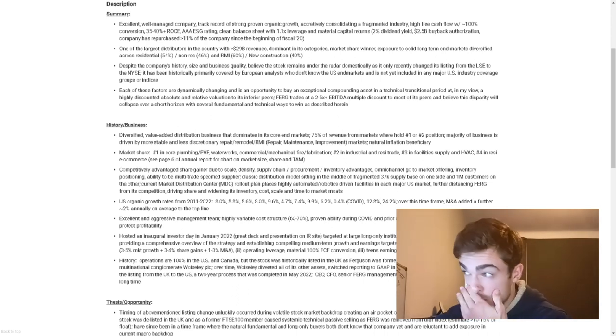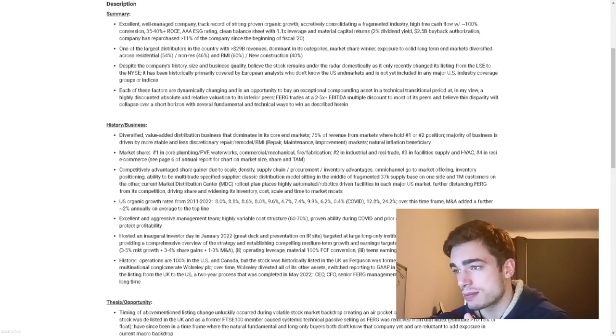Despite the company's history, size, and business quality, the stock remains under the radar domestically as it only recently changed its listing from the London Stock Exchange to the New York Stock Exchange. It has been historically primarily covered by European analysts who don't know the US market and is not yet included in any major US industry coverage groups or indices. Each of these factors is dynamically changing and is an opportunity to buy an exceptional compounding asset in a technical transitional period at, in my idea, a highly discounted absolute and relative valuation to its inferior peers.